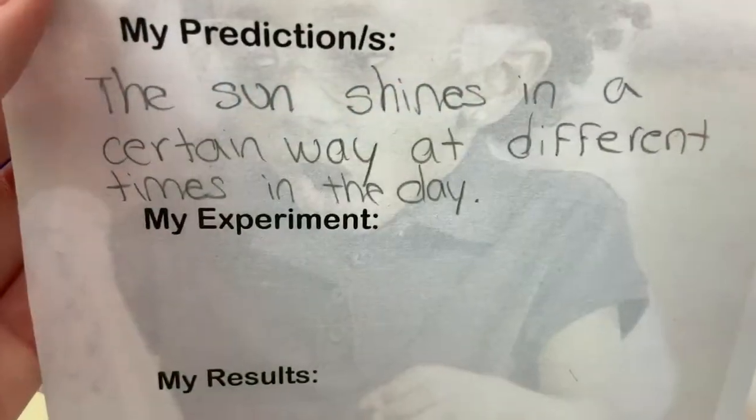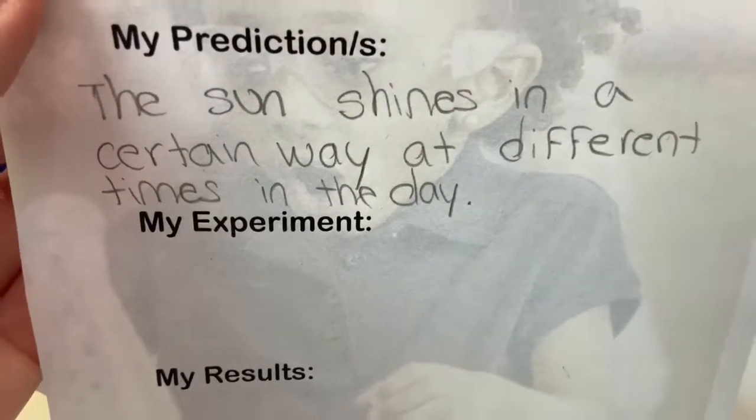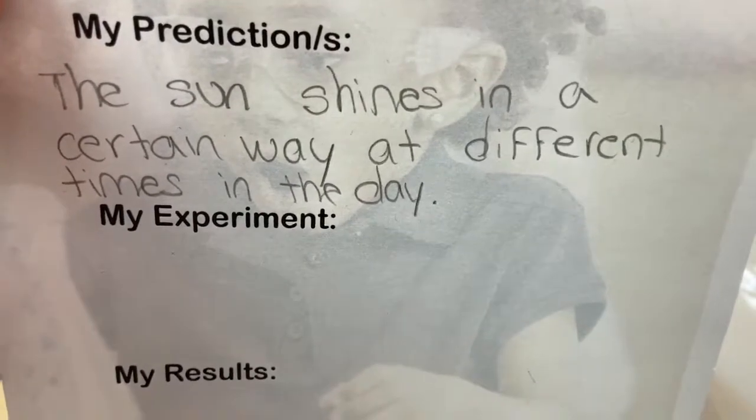I wonder if it's because of the way the sun is shining. Maybe we have shadows because the sun is lower in the sky in the afternoon or in the morning when there's shadows. My prediction: the sun shines in a certain way at different times in the day.